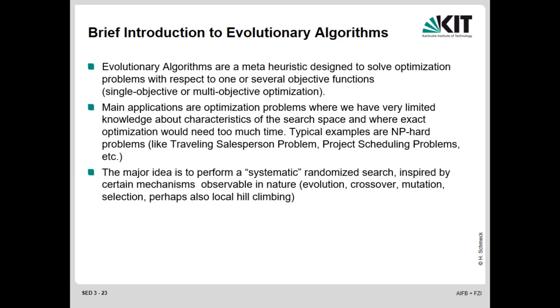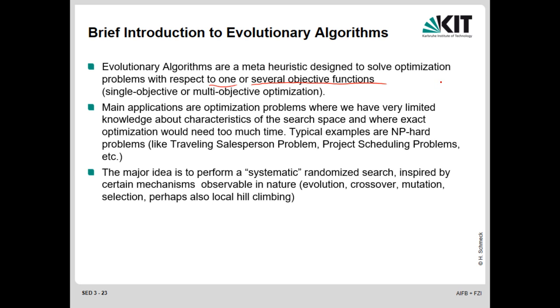So evolutionary algorithms are a meta-heuristic, which means this scheme, this method, can be applied to many different situations, many different problems. And so we can solve optimization problems, although we can only approximate, we cannot give a guarantee that we get the optimum solution, but we can get improvements. So we would like to solve optimization problems with respect to one or maybe several objective functions. You can have single objective or multi-objective optimization.